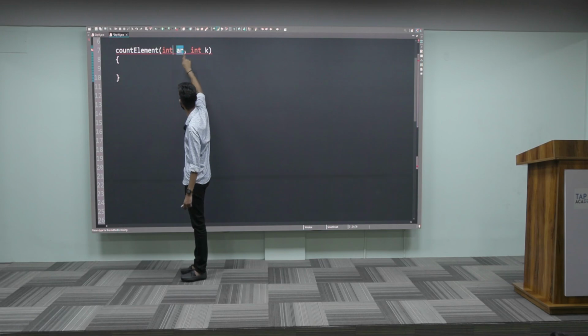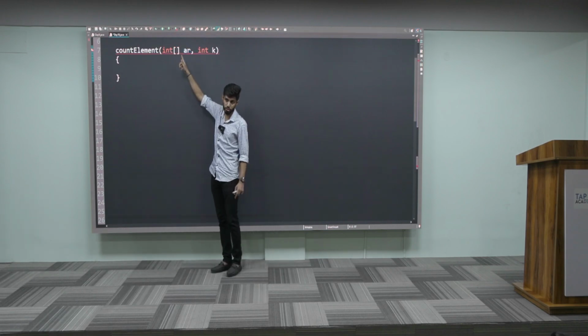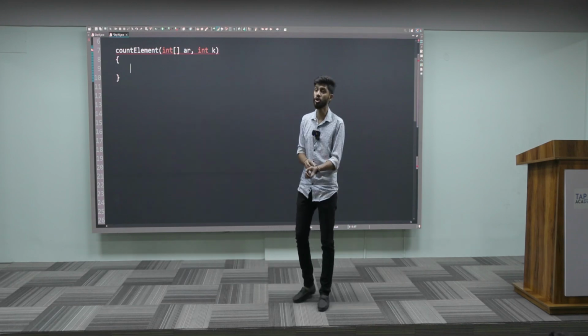Not sufficient, because this is an integer variable. This is an integer type array variable. So I need to put that square bracket. Since it is one dimension, one square bracket. 2 means 2 square bracket. I'll come inside this. Inside this we need to start with our code.